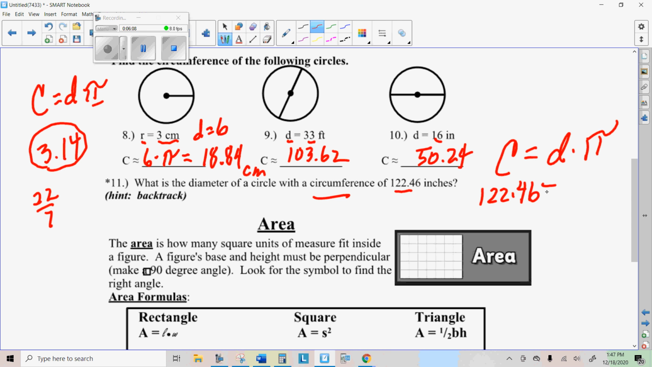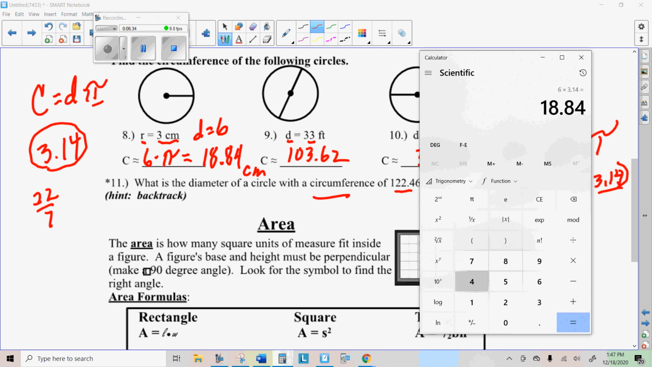Now you get that by taking your diameter times pi. I'm going to just say that's 3.14 for this. So I'm going to backtrack on this. I'm going to take my circumference divided by my pi to get my diameter, because I need to know what number times 3.14 equals that. So I'm going to do 122.46 divided by 3.14.